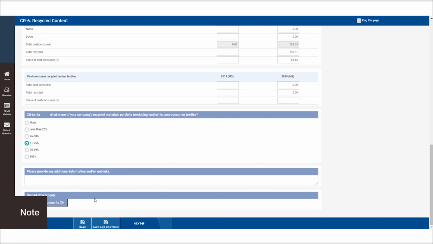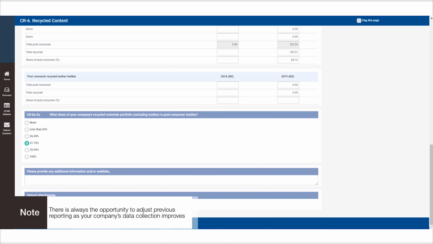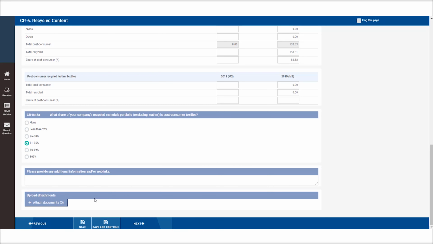However, it is worth noting that there is always an opportunity to adjust previous reporting as your company's data collection improves. If any data is not correct for this year's reporting, please return to question 5c in the applicable material module to correct your data or add estimates. If previous year's data requires adjusting, please manually adjust this in the table in CR6.